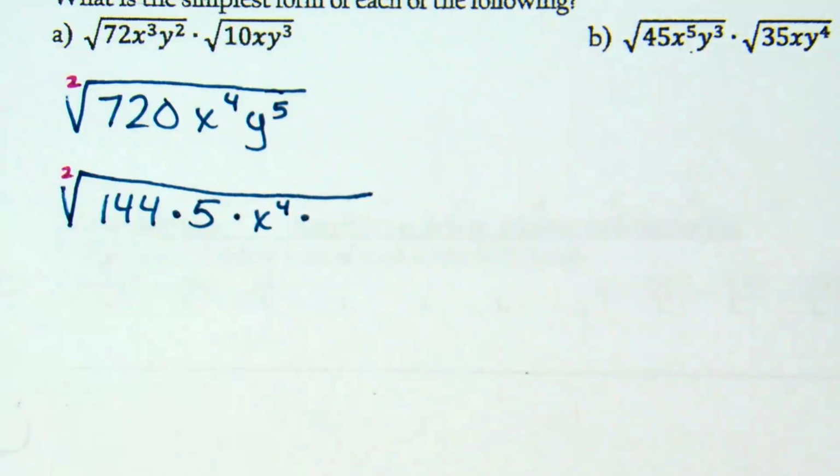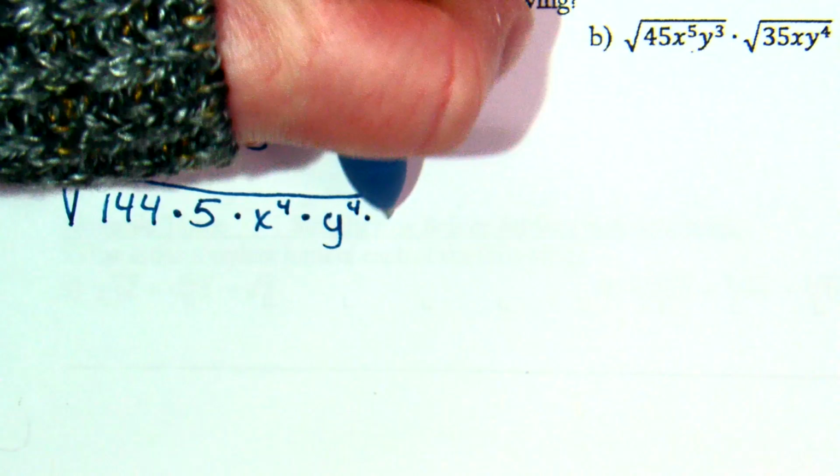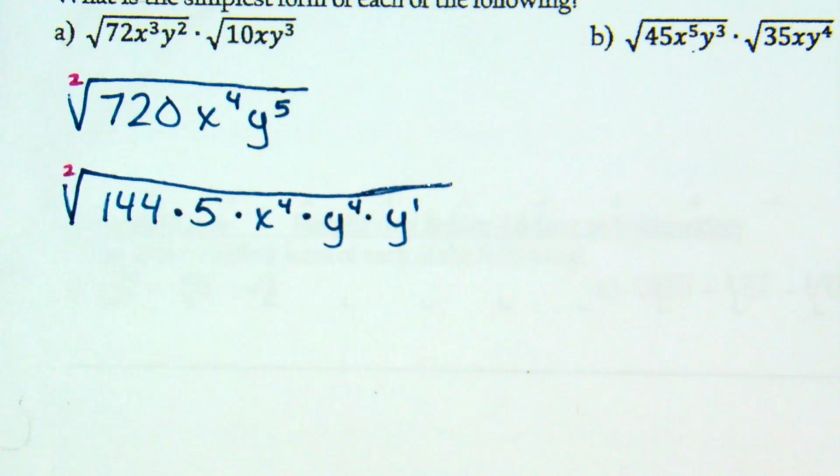What about y to the 5th? Can I take the square root of y to the 5th? No, because 5 does not divide by 2. The closest number below 5 that does divide by 2 is 4. So what am I going to do with this y? It's going to be y to the 4th times y, the leftover y to the 1st, because 4 does divide by 2. Okay, I got all my pieces broken up.